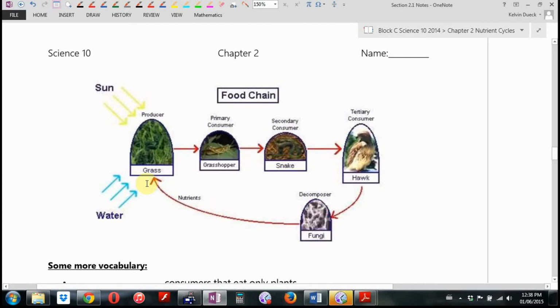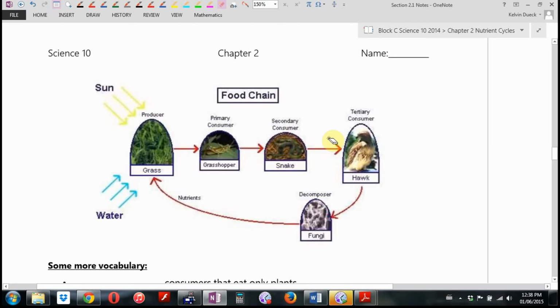So here we have the sun and water. Here's our primary producer, grass. Primary consumer, young grasshopper. Secondary consumer, snake. Tertiary consumer, hawk. And now we're going to give you some more vocabulary.